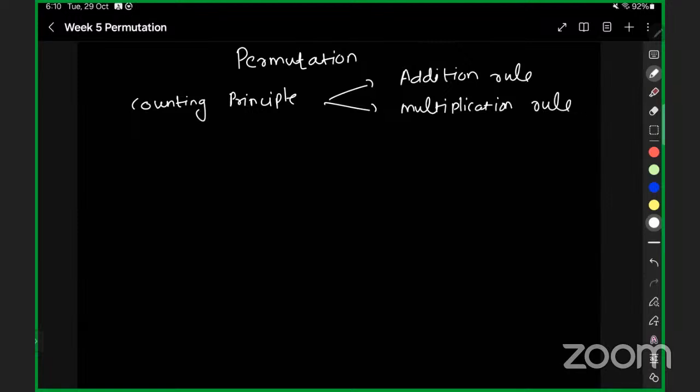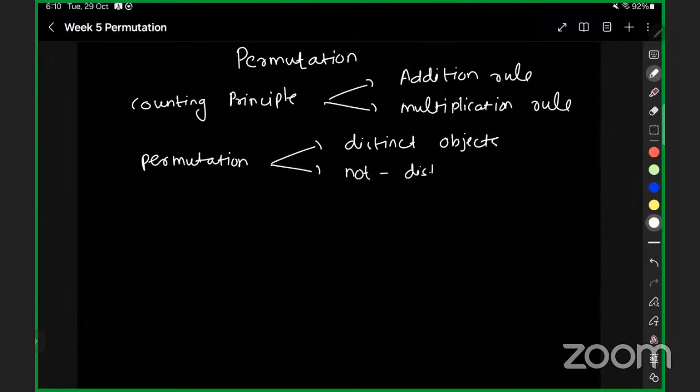Then we have permutation itself. In that we have the case when all the objects are distinct, meaning different objects. Then the case when all are not distinct, but some are repeating. Distinct means different. Let's say A, B, and C are different, but in A, B, A, here A is repeating. So you might say repetition.